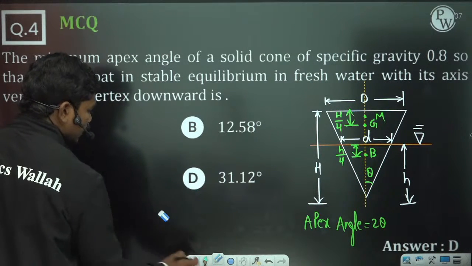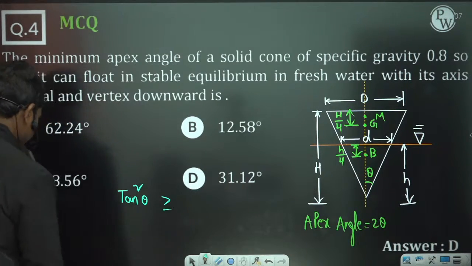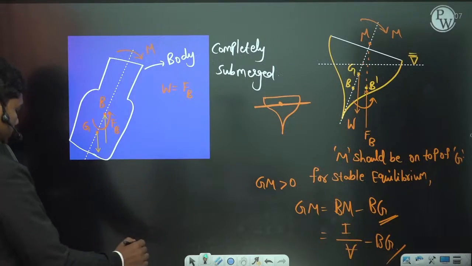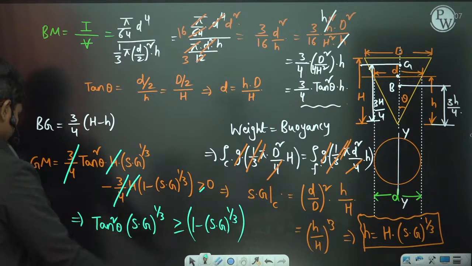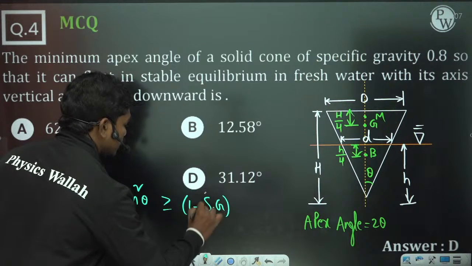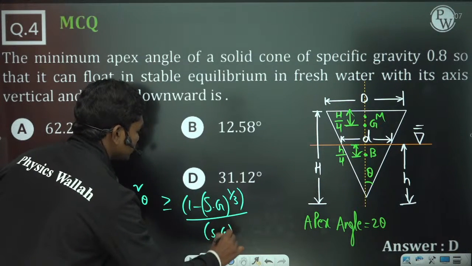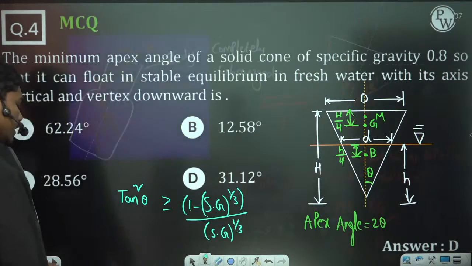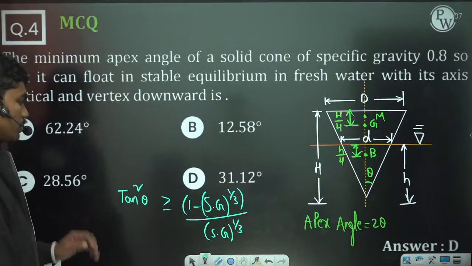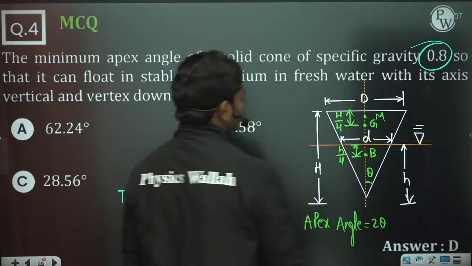So tan square theta should be greater than or equal to, how much have we seen? 1 minus specific gravity whole power 1 by 3, divided by specific gravity whole power 1 by 3. Correct? If you simplify this, the specific gravity of the cone is given, which is 0.8.